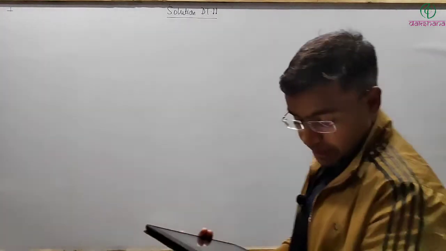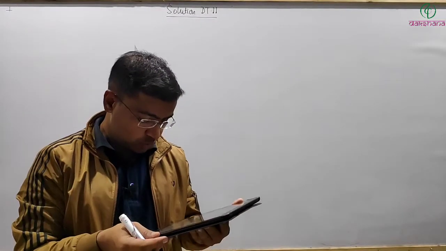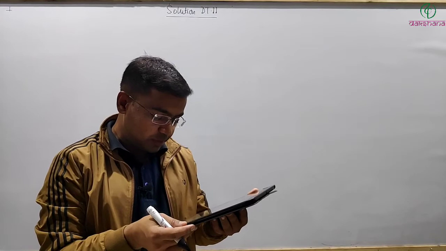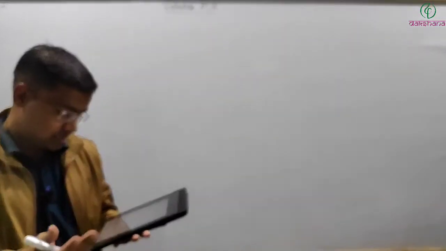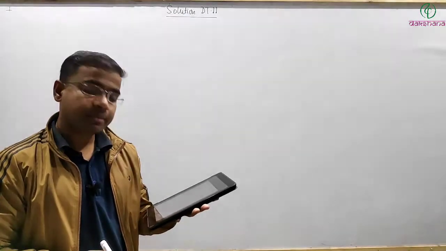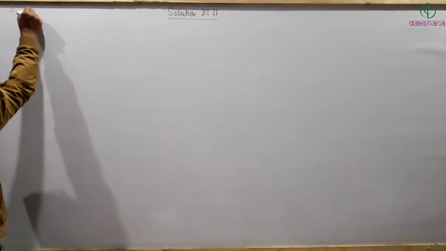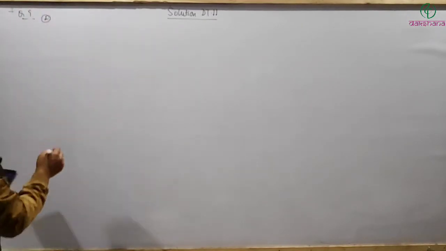Next question number 9. The vernier constant of the vernier caliper is, so option least count of the vernier caliper, value of the one division of, so it's just like a standard memory based question, and vernier constant of the vernier caliper, it's called least count of the vernier caliper. So question number 9 answer is 1, least count of the vernier caliper.